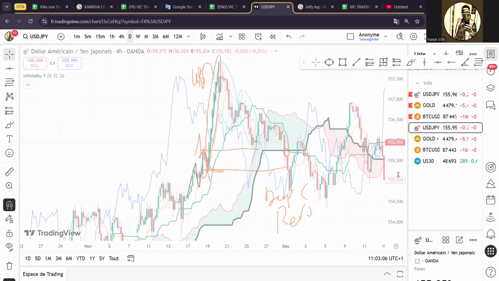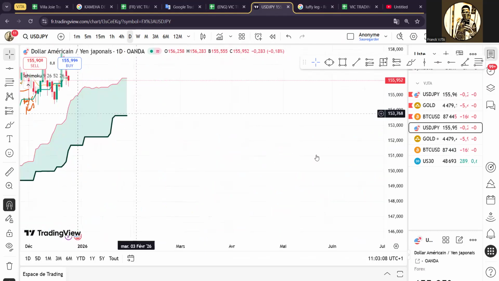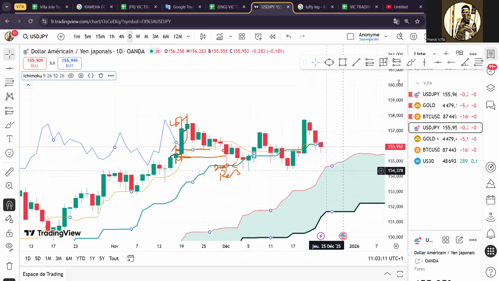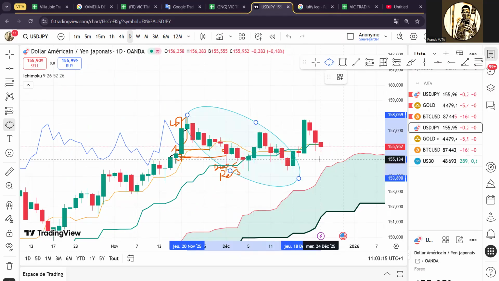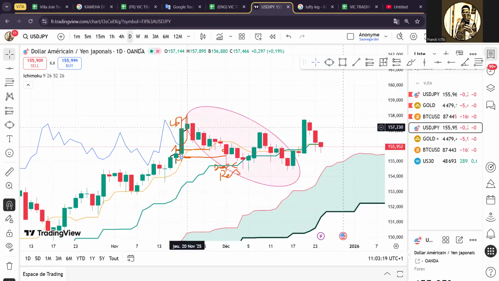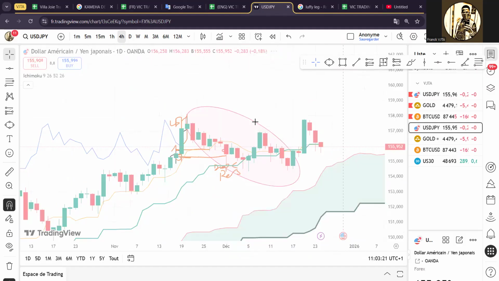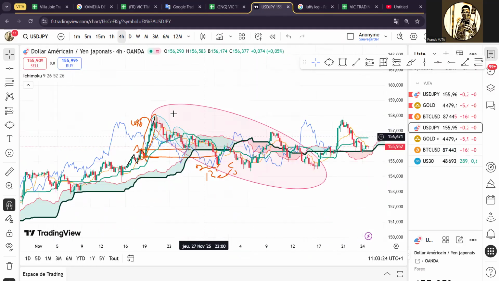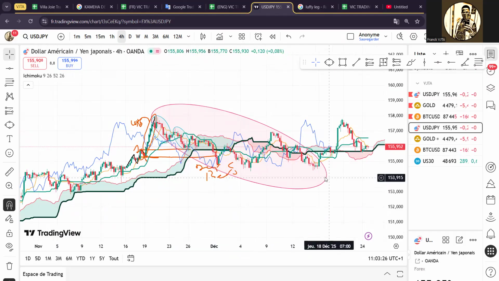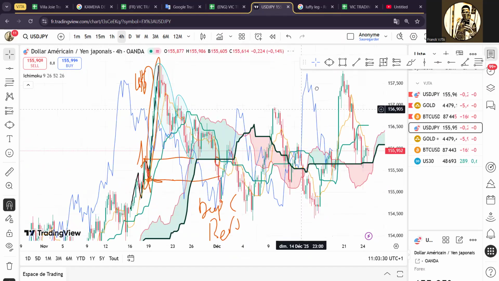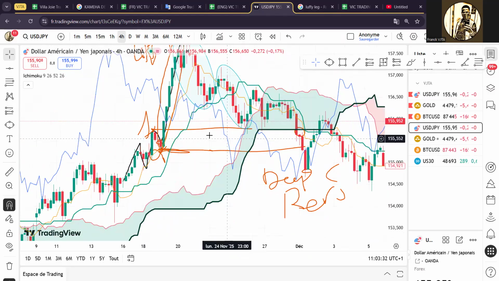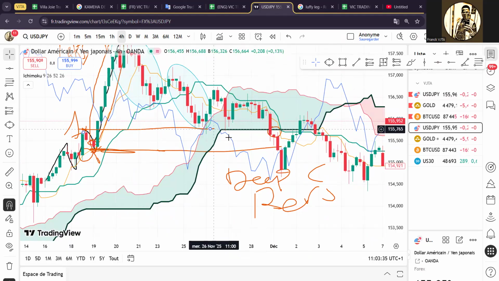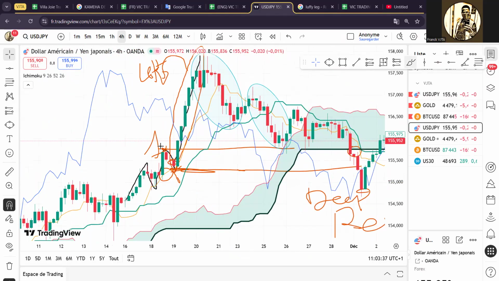If you go, for example, on daily, the daily was doing its own correction like this. The daily was doing its own correction. So that's why on 4 hour it was a clear reversal, right? The daily was doing its own correction. So that's a little bit how you know till where the candle would arrive minimum on the number one.